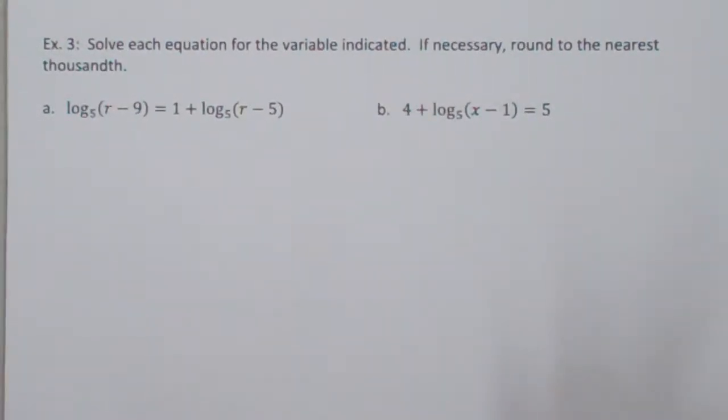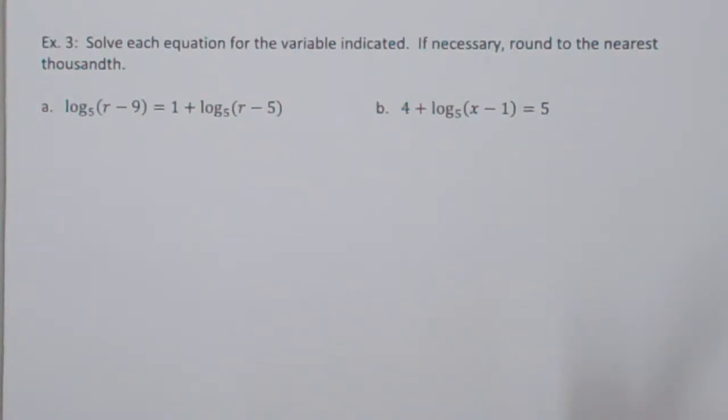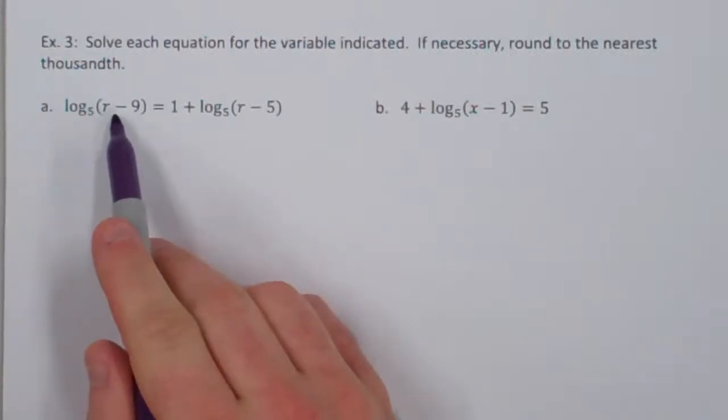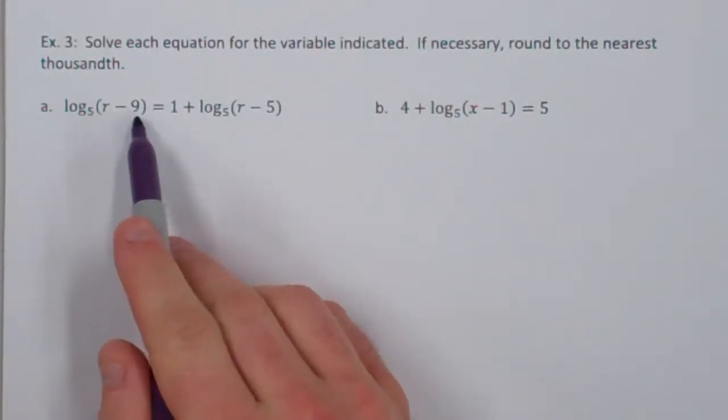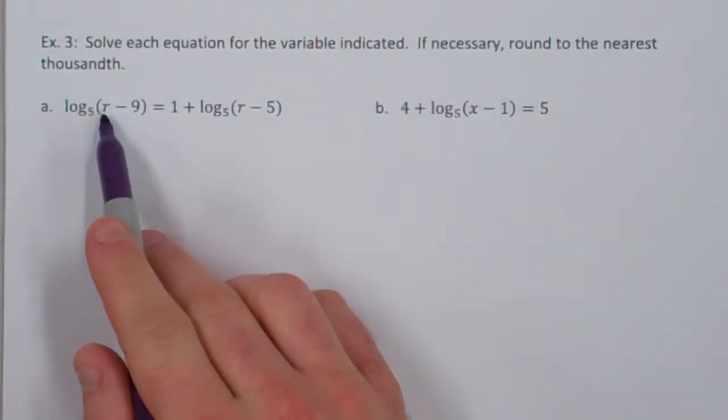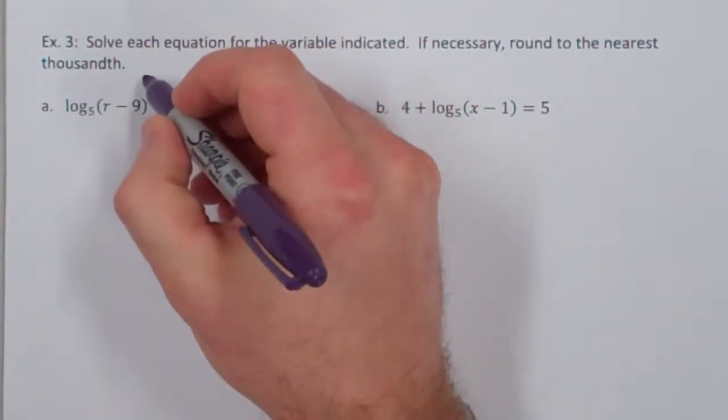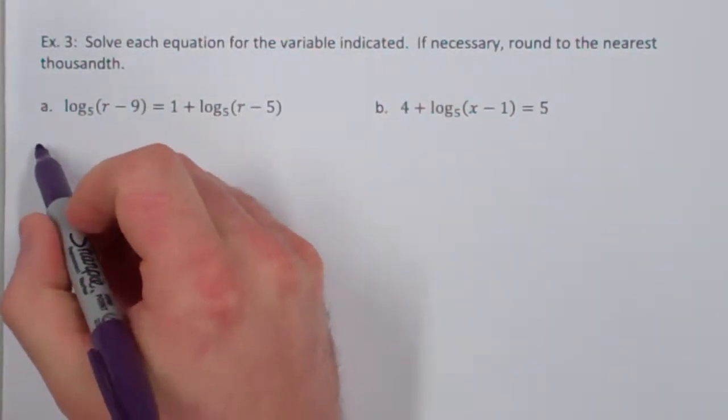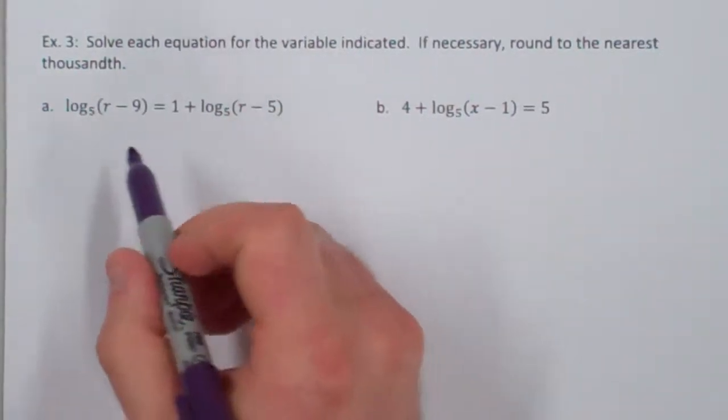In example 3, we need to solve each equation for the variable indicated, and if necessary, round to the nearest thousandth. One thing that you should do is take a look at the position here in the parentheses, or the argument position, and note that it has to be greater than 0. So we have to place some restrictions, or at least watch out for some values.